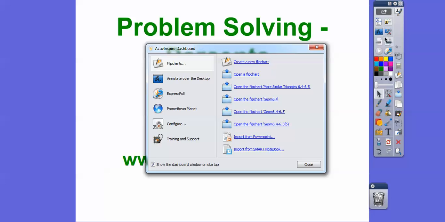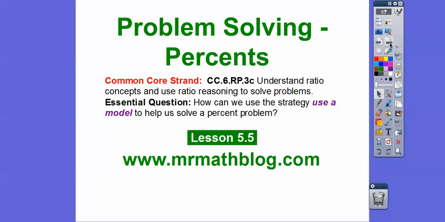All right, so here's our Common Core strand for our awesome teachers, and here's our question: how can we use the strategy draw a model? We're going to be drawing bar models in here to help solve a percent problem. Okay, so we have 3 examples here.